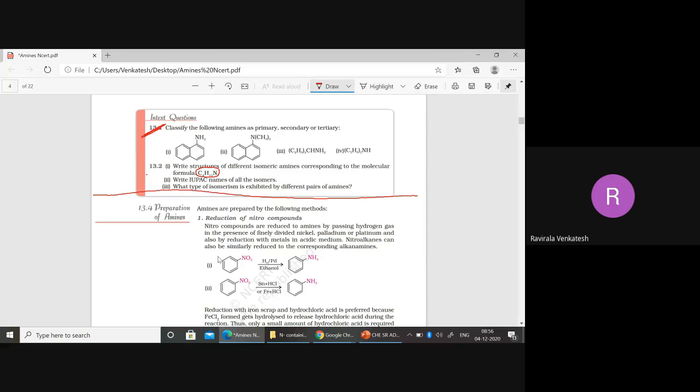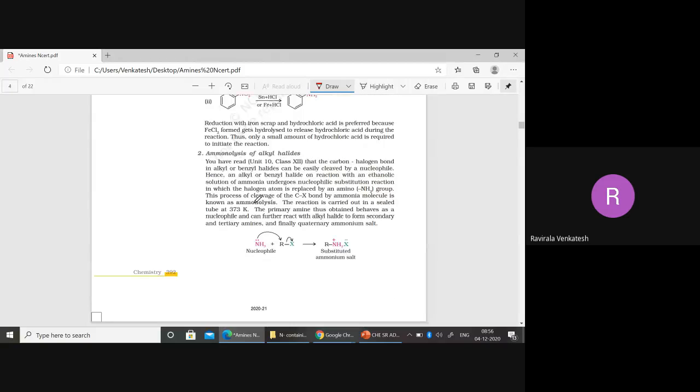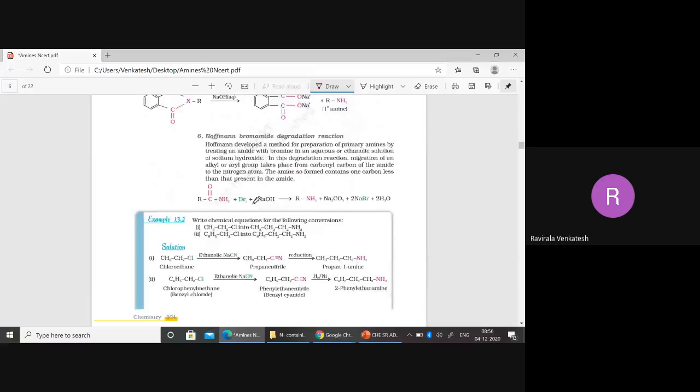Now what you have to do? Practice primary, secondary, tertiary amines. It looks very simple, but you need to practice this. So practice this 13.2 question and write IUPAC names for all the isomers. Right? Tomorrow we'll see the preparation methods of amines. Preparation methods we will complete tomorrow.